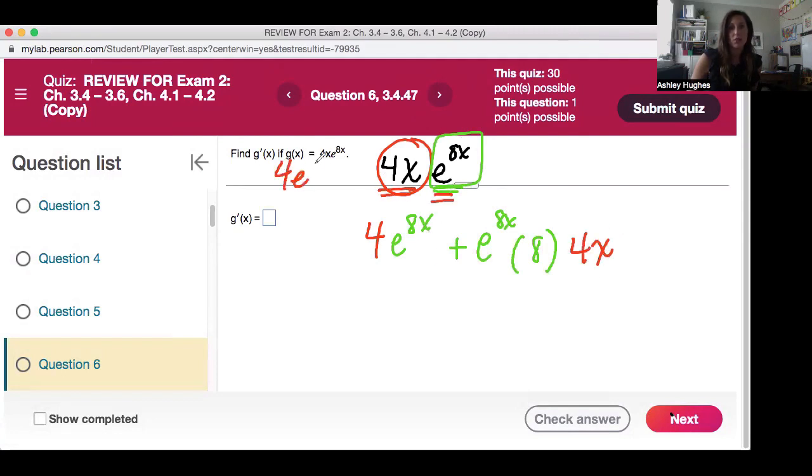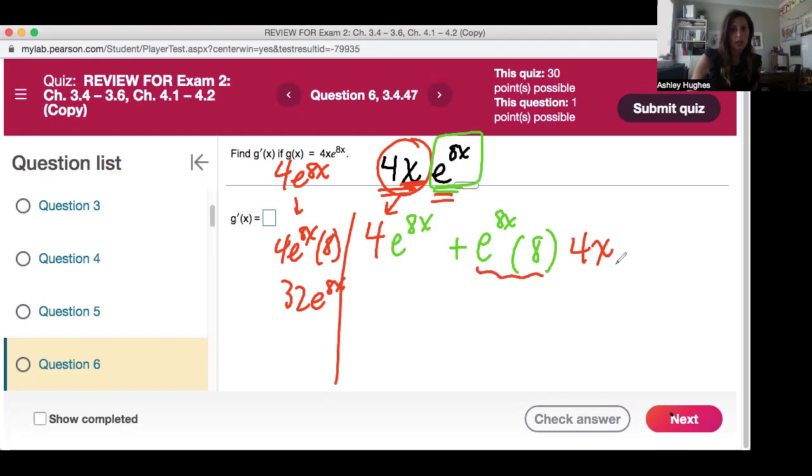If this was just 4e to the 8x, that answer would be 4e to the 8x times 8, should be 32e to the 8x. This is different because there's an x here. So we have derivative of one times the other one, plus the derivative of the other one times the first one. As far as cleaning this up for the answer, you could write 4e to the 8x plus, that 4 times 8 is 32, 32x e to the 8x.